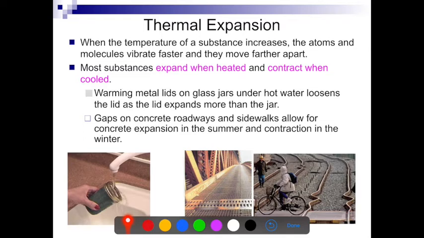Thermal expansion of the metal lid will also make it easier to open a bottle after running the lid through hot water.